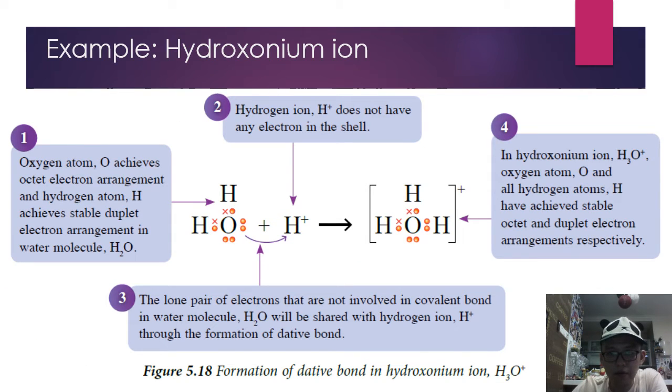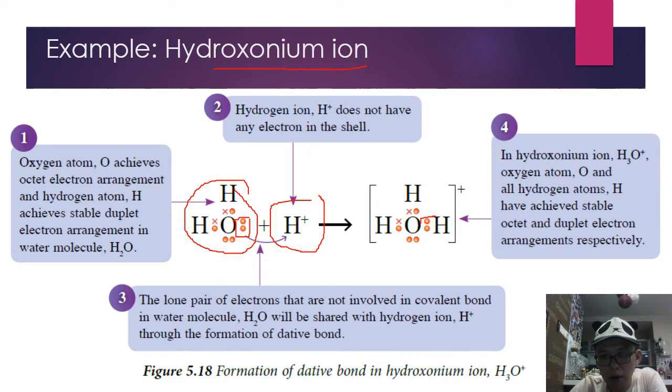Another example is the hydroxonium ion, when the H2O water molecule forms a dative bond with the hydrogen ion. As you can see, the water molecule has a lone pair of electrons here. So when a hydrogen ion, a positive ion, goes near the water molecule, the lone pair of electrons will be shared to the hydrogen ion. So this will form a dative covalent bond.